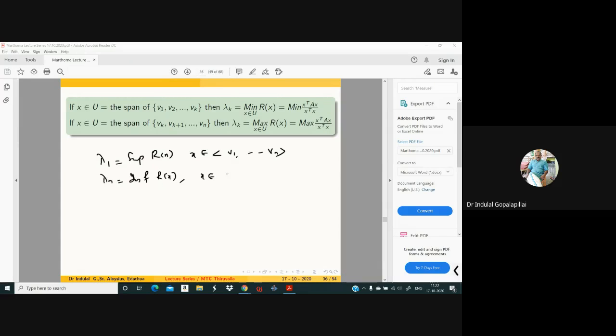X belongs to the span of v1, v2, etc., vn. See, instead of this, if you take an x from the span of v1, v2, etc., vk, then you can see that this lambda k corresponding to vk is the minimum, as lambda n is the infimum. Lambda k is the infimum of the Rayleigh quotients, x belongs to u. And if x is in the span of vk, v3, etc., vn, then lambda k is the maximum.